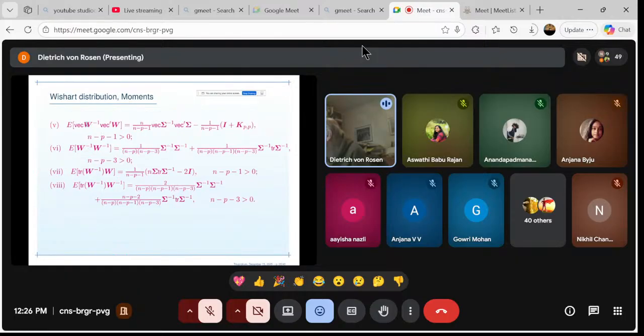And then there are more results, when you mix it with the inverse moments and the Wishart moments or a trace of this. So once you learn the technique, it's not so difficult to derive all these results.